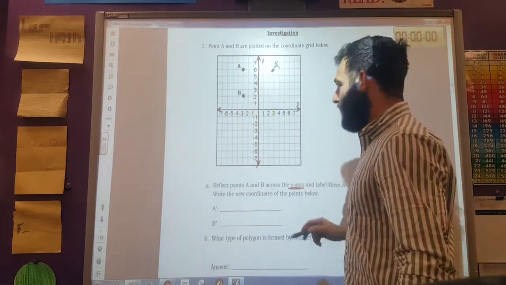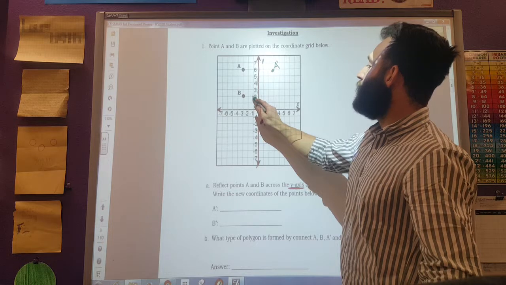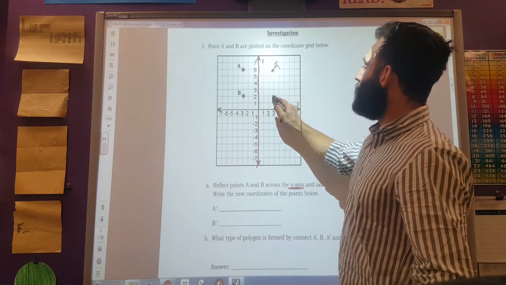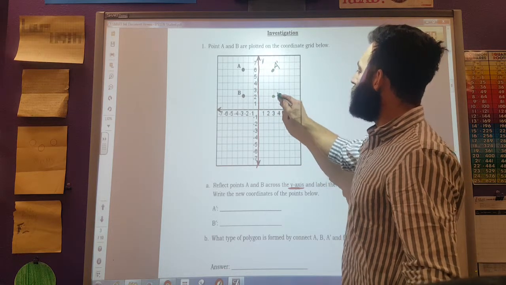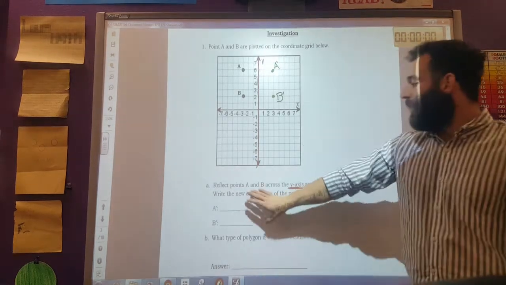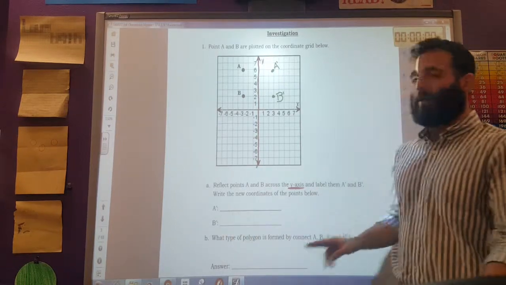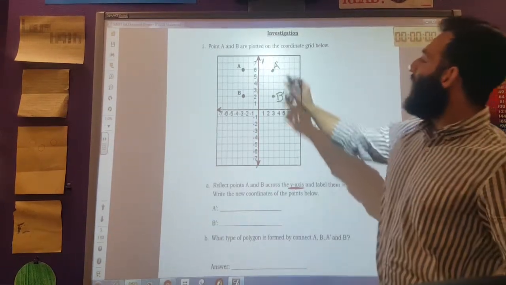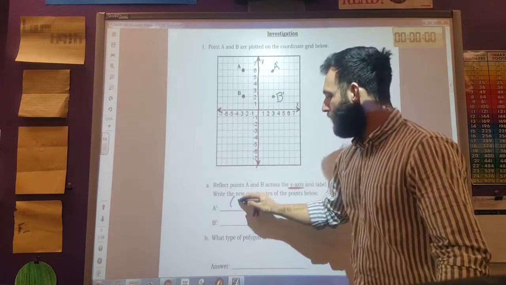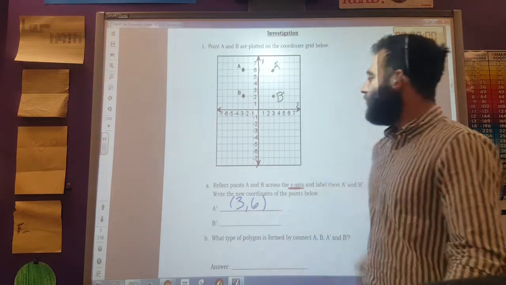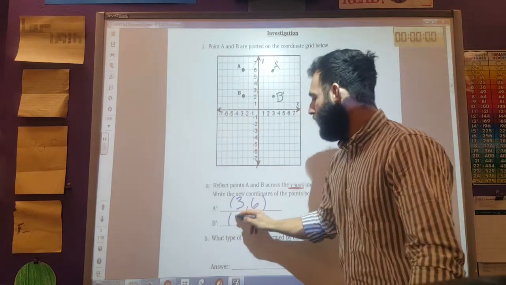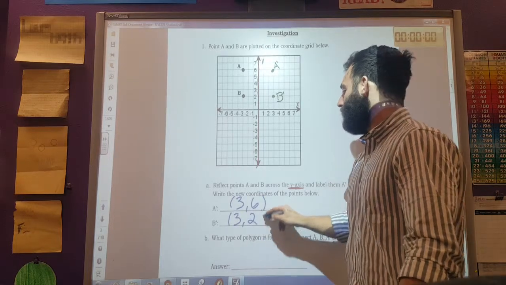Now my second point is B. I can see that it's 1, 2, 3 spaces away from the y-axis. So I'm going to go 3 more. 1, 2, 3. And I'm going to plot my point B1. Now, here is asking to write the new coordinates of A1 and B1. So, A1, I can see that is at run 3, jump 6, 3, 6. And then my point B is at run 3, jump 2. Run 3, jump 2.